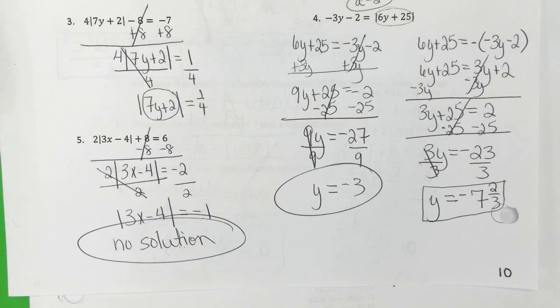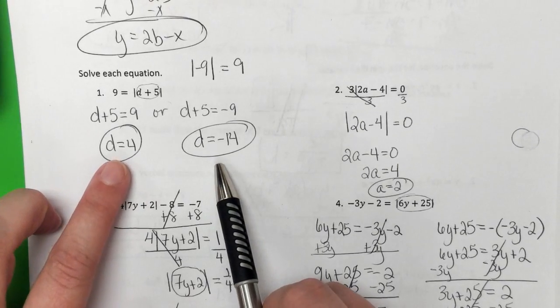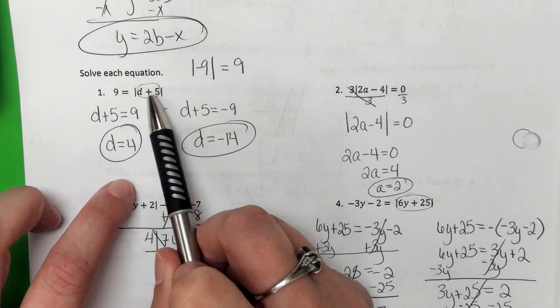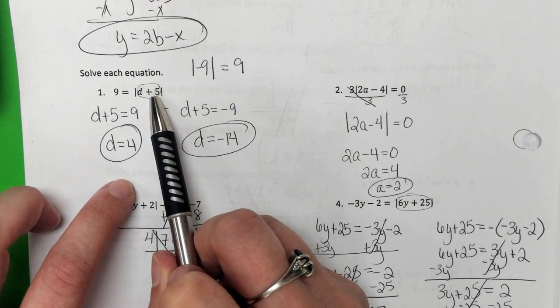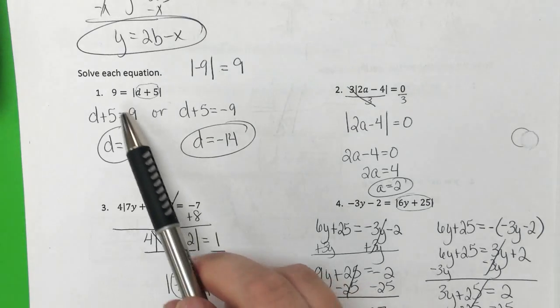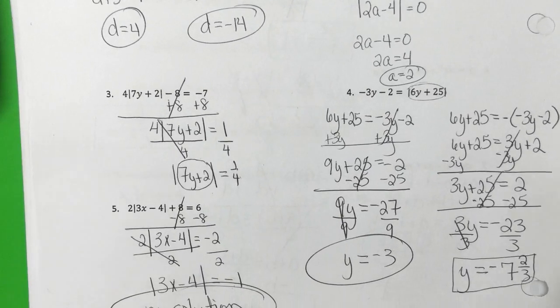No. You always choose both of them. But when you plug it in, it should always give you that positive answer once you plug it back in. So like this one, number 1, you got a negative and a positive, right? But when you plug that -14 in, you get -14 plus 5 is -9. And when you take those absolute values, it's always going to be that positive answer. Okay? All right. So all of your notes for your quiz are done, okay?